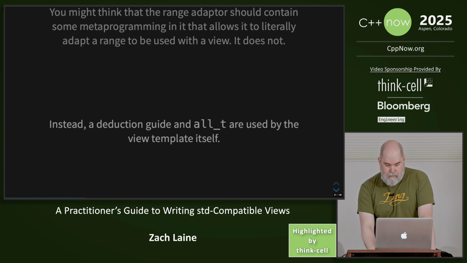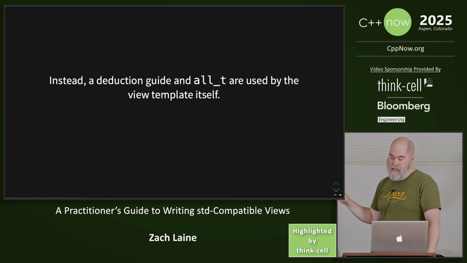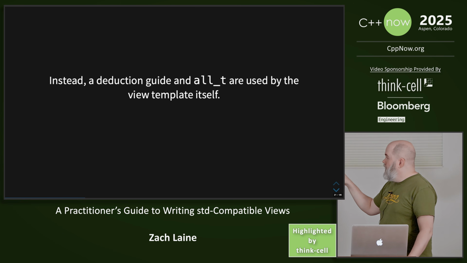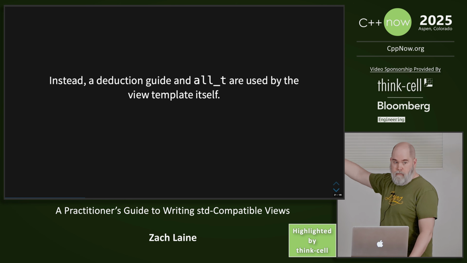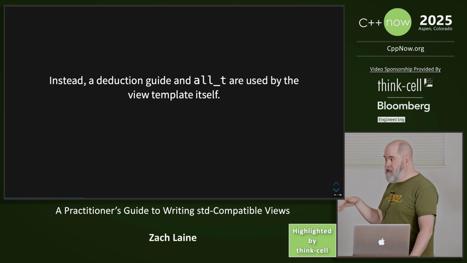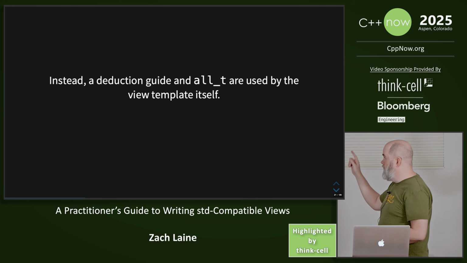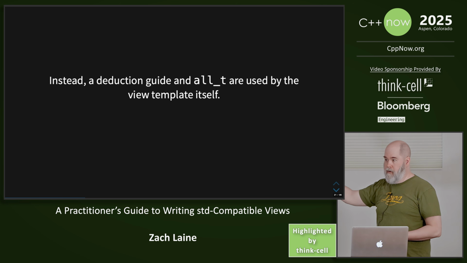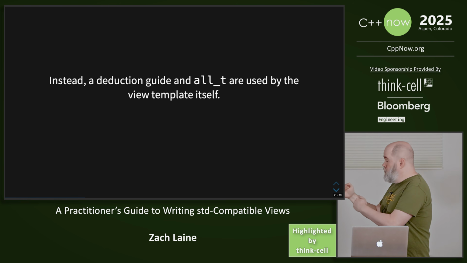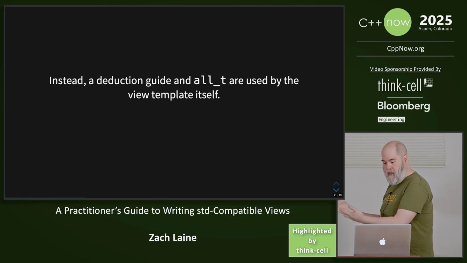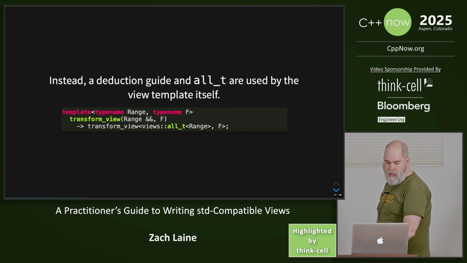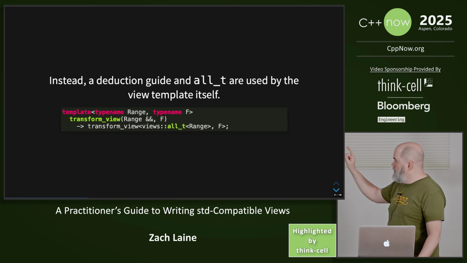So that happens elsewhere. Where it happens is there is a deduction guide for transform view that uses all T. We're going to get into what that is, but all T is the thing that handles that impedance mismatch. Either you're a view, in which case all T just says, fine, you're a view, I don't have to do anything. Or you're one of those two range cases and then it does something, and we're going to get into what that something is.